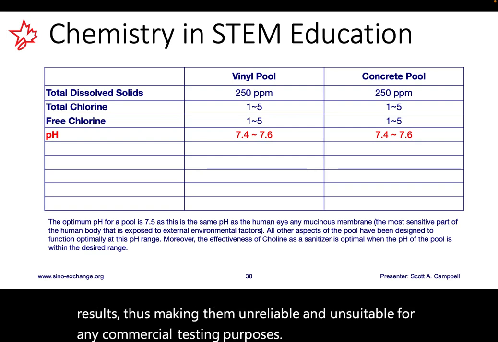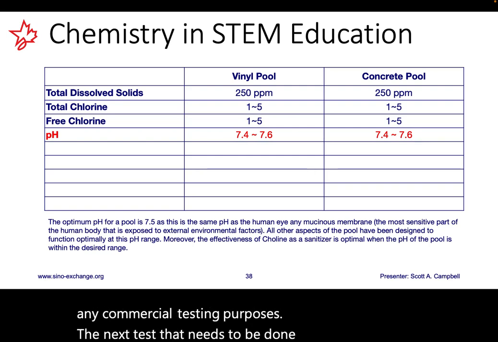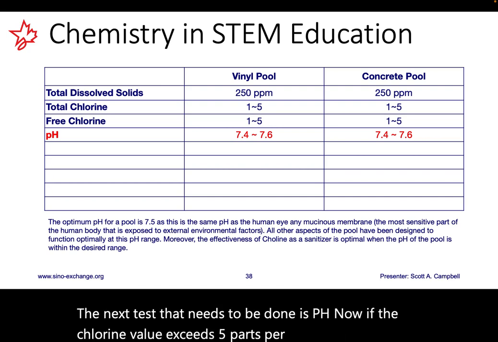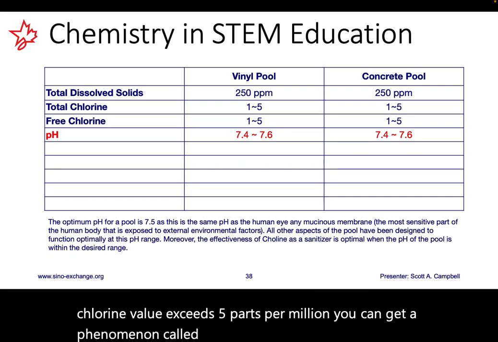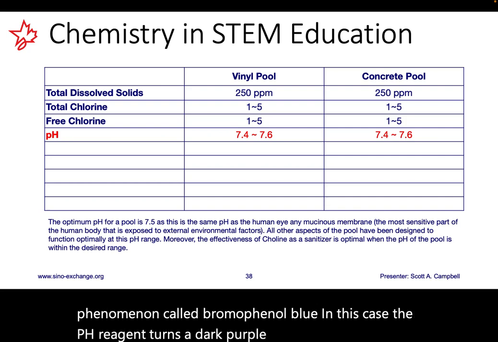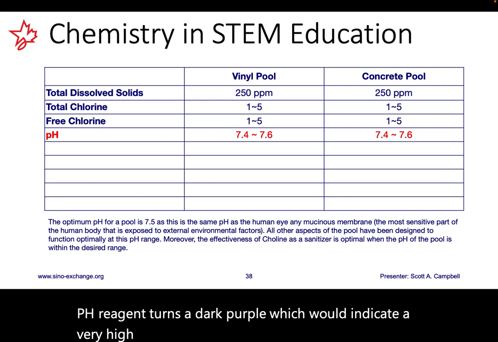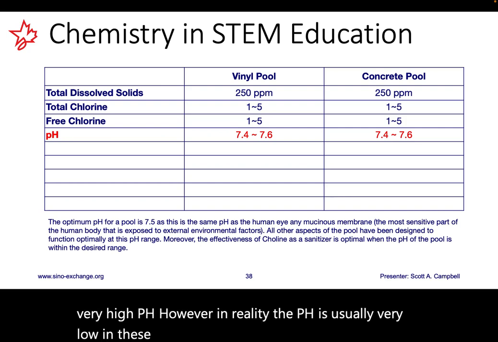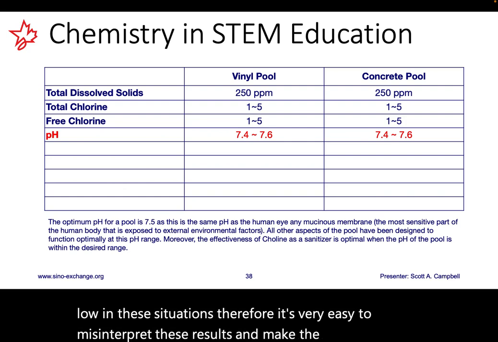The next test that needs to be done is pH. Now, if the chlorine value exceeds 5 parts per million, you can get a phenomenon called bromophenol blue. In this case, the pH reagent turns a dark purple, which would indicate a very high pH. However, in reality, the pH is usually very low in these situations. Therefore, it's very easy to misinterpret these results and make the wrong recommendations to address the problem.